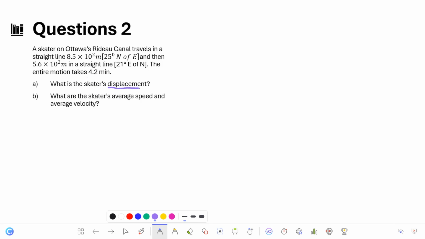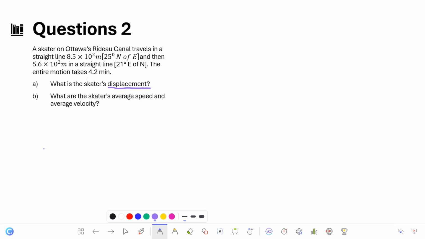In order to find displacement, you have to understand that since the question gives degrees, it is a two-dimensional problem. If it is a two-dimensional problem, we have to solve it by using vectors, and we have to separate the vector into two different components, x and y. So we analyze the motion first.